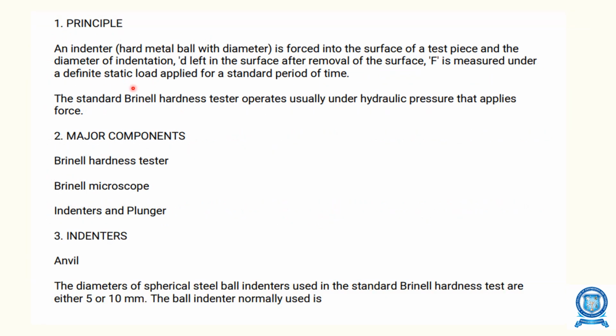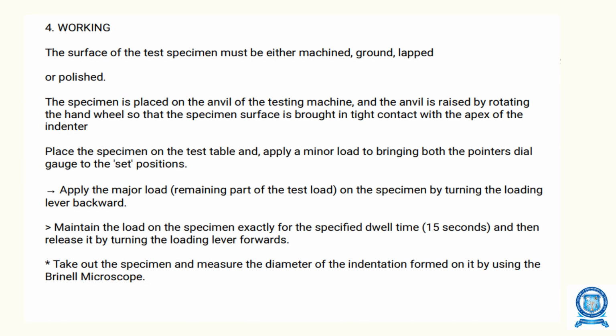The principle of the indenter is that an indenter is forced into the surface of the piece, and the diameter of the indentation varies. The diameter is denoted by a small d. The major components of the Brinell test are the Brinell hardness tester, Brinell microscope, indenters and plungers. The indenter is the part which touches the material as we give force to it. The indenter is movable and the test specimen is fixed.